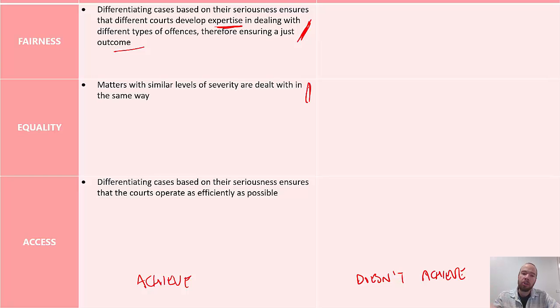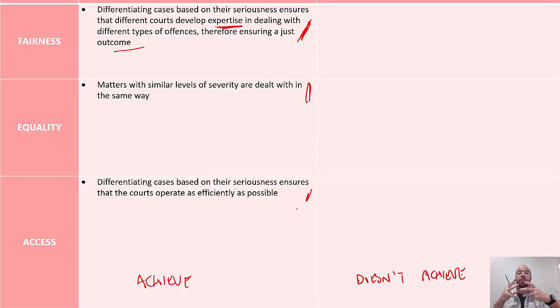Equality matters with similar levels of severity are dealt with in the same way. So everyone who's charged with an indictable offence gets a trial by jury. You can't waive that. You have to have a jury. Everyone who's dealt with by a summary offence, same processes, procedures. So equality there. And finally, access.